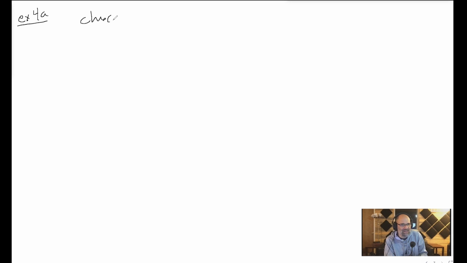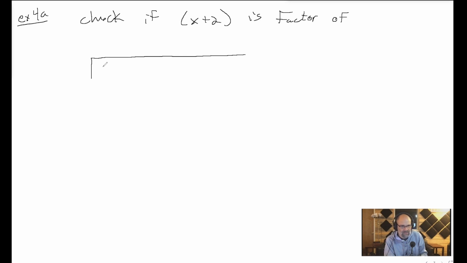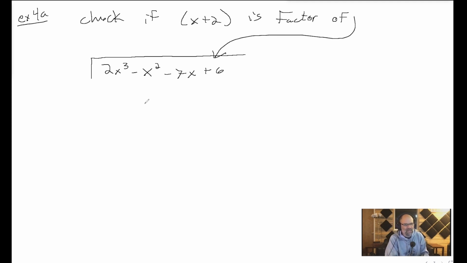I'm going to check if x plus 2 is a factor of this big long thing, and the way we do that is divide to see if there's a remainder. Okay, so this is what I'm checking to see. So I'm not going to rewrite it. All right, so x plus 2. Let's follow our steps. Dirty monkey, smell bad.